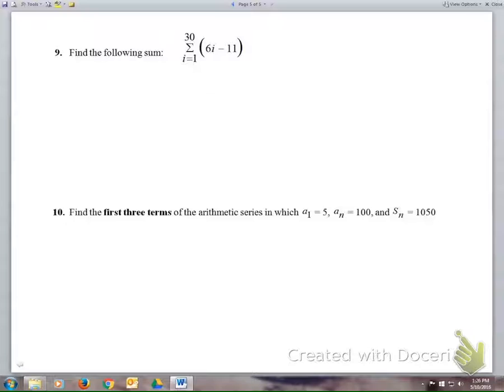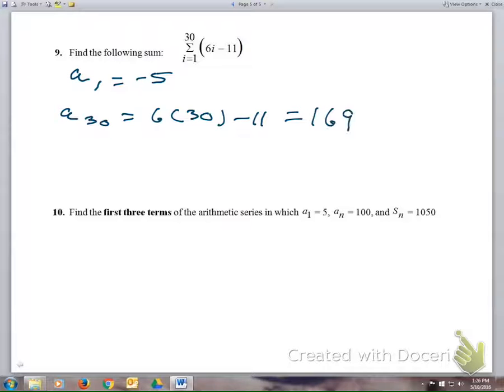Okay, so the sigma notation, find the sum of the first 30 terms. So I'm just going to find the first term, which I plugged in a 1 to get the first term. Then I'm going to find the 30th term, so I'm going to plug in a 30. And I know the common difference is 6 because it's 6i minus 11. So my common difference is 6.